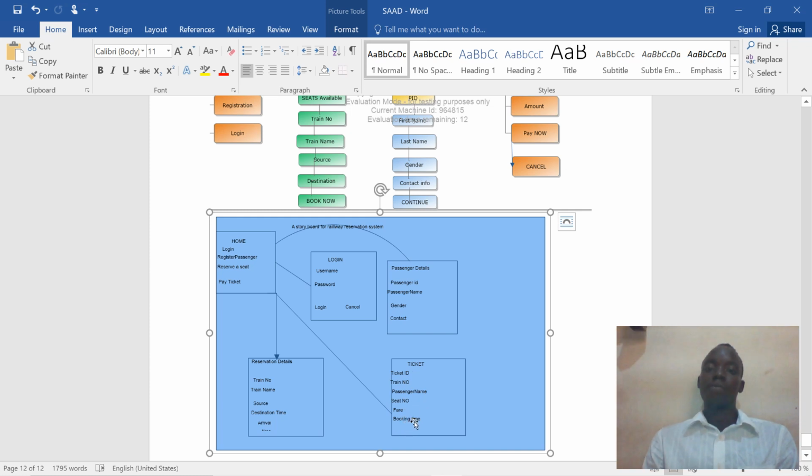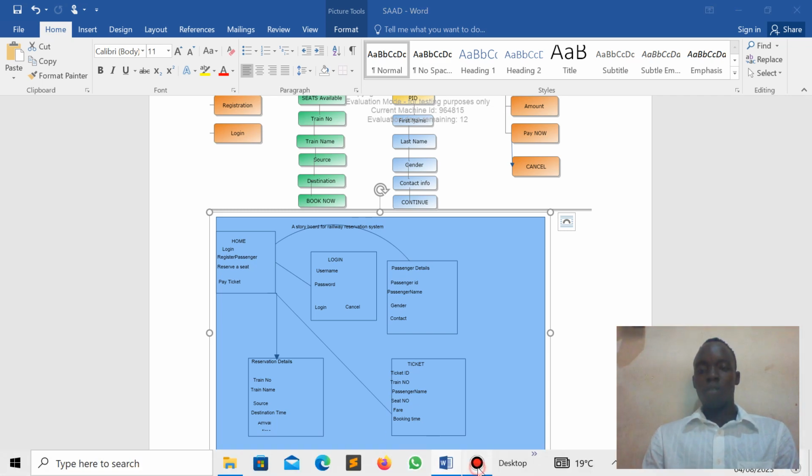And lastly, this system, if implemented, can help this country to reduce on costs of transport.